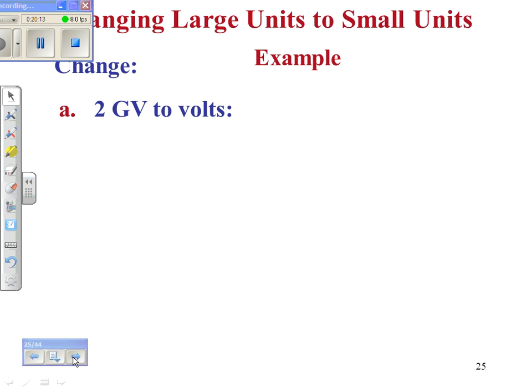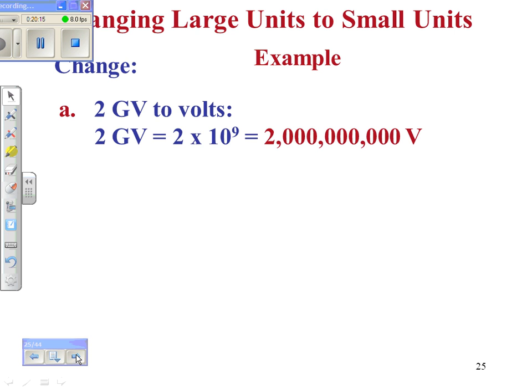2 gigavolts to volts. Okay, this is the exact opposite of what you'd normally do, right? When would you do this, this first example? When you're doing some calculations and you don't want to work with the giga in there, or the 10 to the, what is giga? Kilo, mega, giga, 10 to the 9th. Very good. All right. So actually it might be easier to work with 2 times 10 to the 9th, just like that.